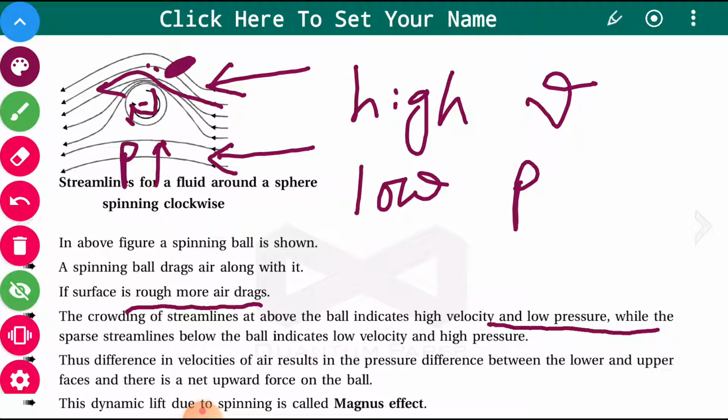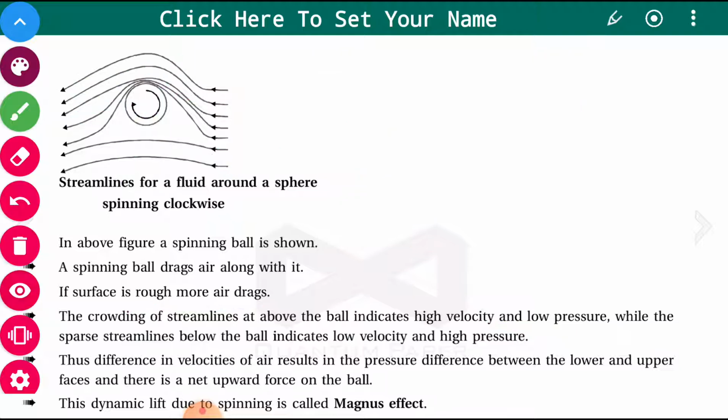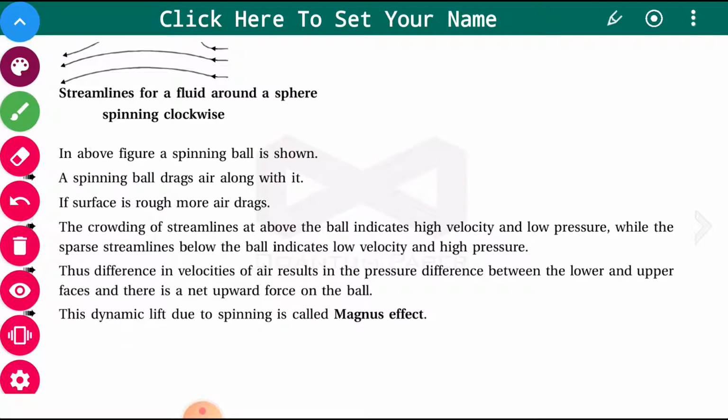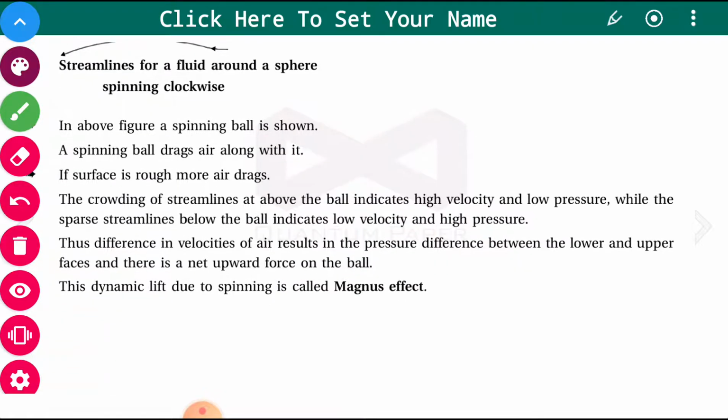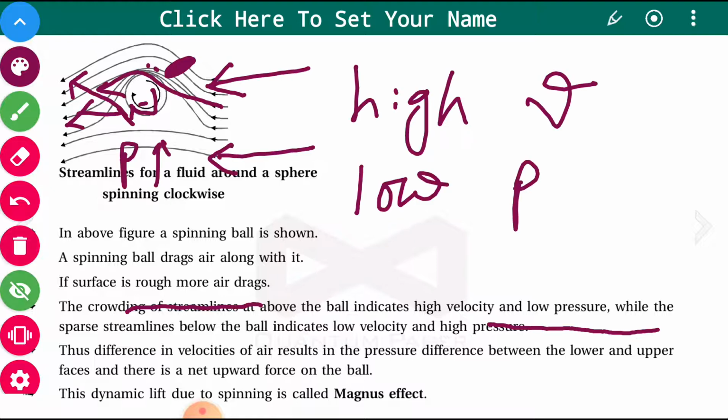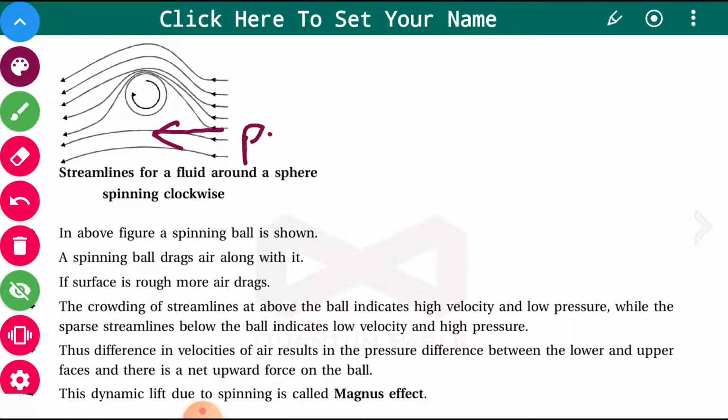So the ball will not move on a straight path, but slightly it will drag this side, or in the upward direction. Or if you are throwing it in, say, cricket, then it will move right or left. It will not go straight, but in air it will move slightly towards left or right. Okay. There are sparse streamlines, or fewer streamlines, below the ball, which indicates low velocity and high pressure. Here there will be a low velocity, and pressure is high.